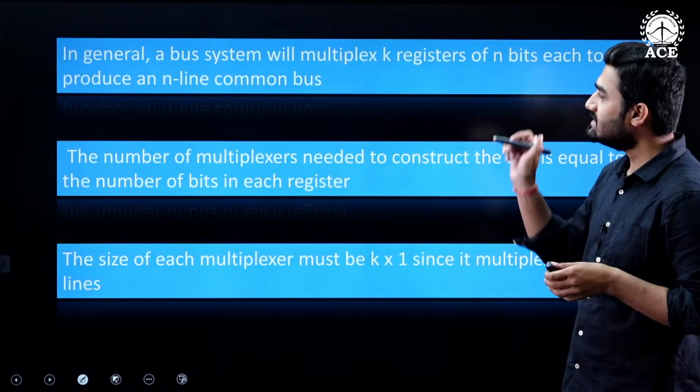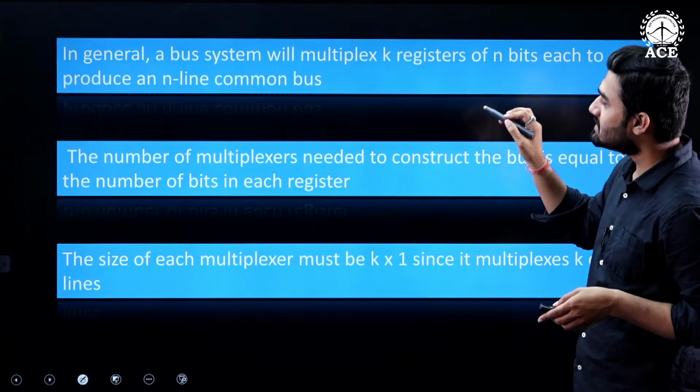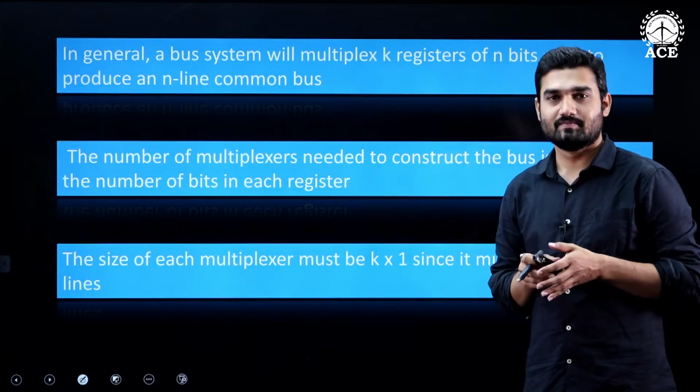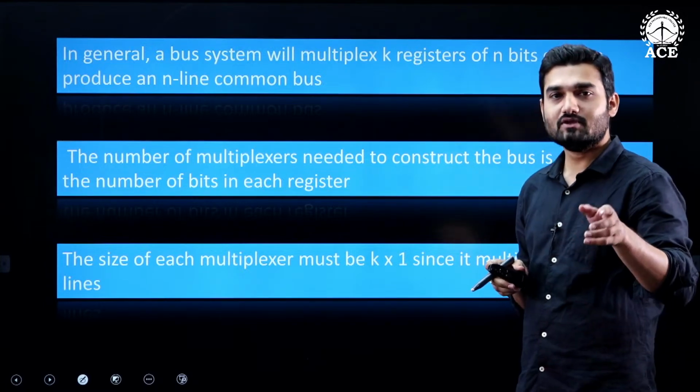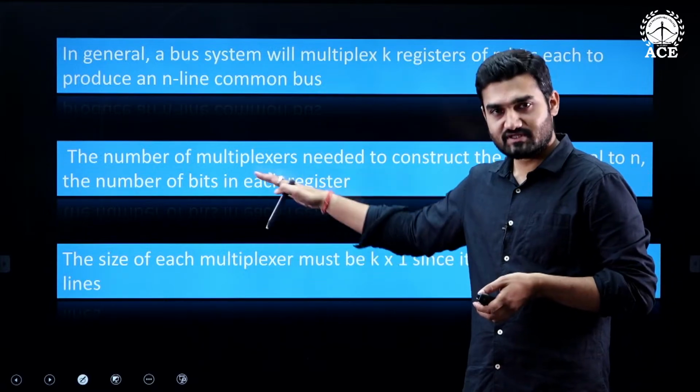The conclusion is, in general, a bus system will multiplex k registers of n bits, each to produce an n line common bus. What do you understand? I am not assuming you understand anything, so for the same reason, I have written 2 more lines. You please understand this line.